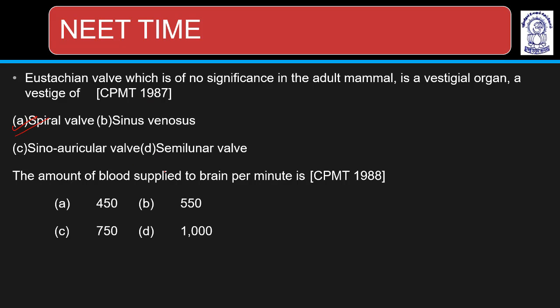The amount of blood supplied to the brain per minute is around 60 ml per 100 gram of tissue. In simple form, it comes to be 750 ml per minute.